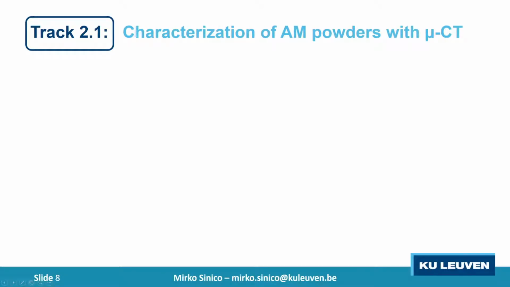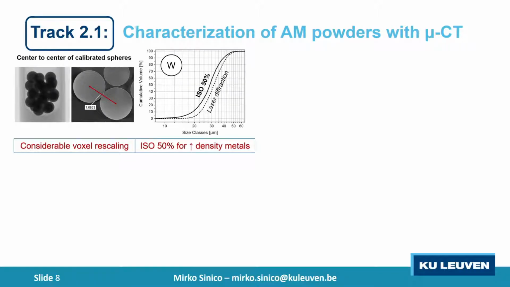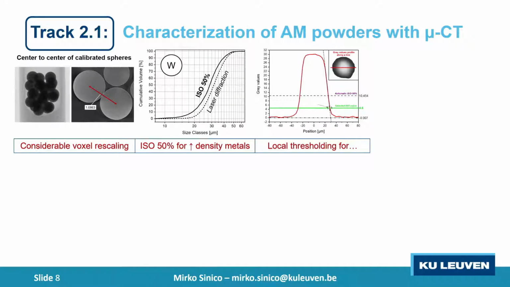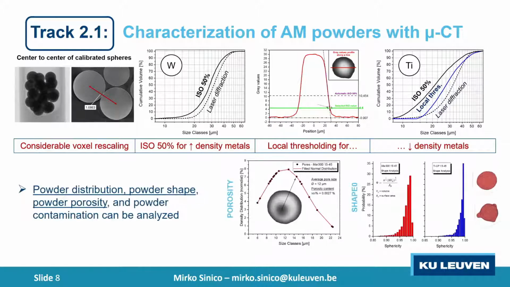To compensate for some of the inaccuracy of the micro-CT, some correction factors were investigated, like the use of a calibrated artifact to consider the voxel rescaling factor, and the use of different surface determinations depending on the density of the metal being analyzed. Combining all of these studies, it was at the end possible to derive with one CT scan all the information like powder distribution, powder shape, powder porosity, and also eventually powder contamination.